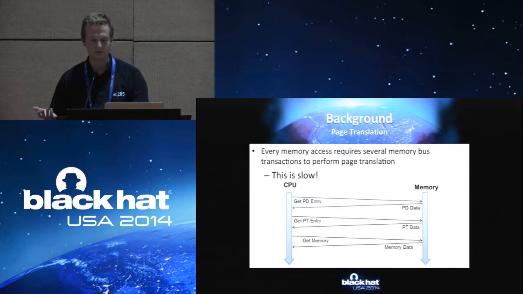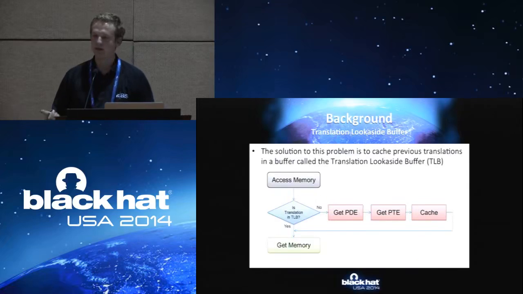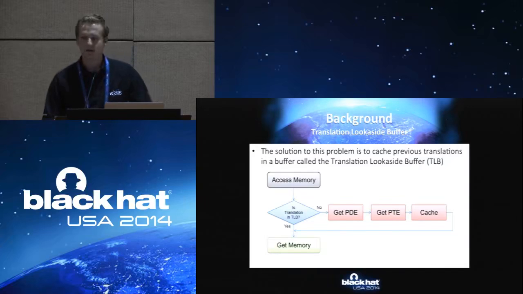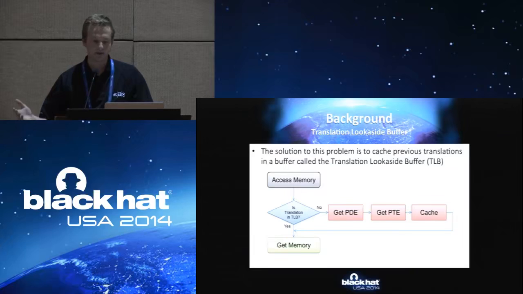So the solution: TLB, translation look-aside buffer. This is essentially just a cache. When you're accessing memory, if it's already been accessed recently and it's stored in the translation look-aside buffer, fantastic. You just use that mapping that's already stored there and you can proceed. Otherwise, you walk through the tables and then you save that mapping and you proceed.